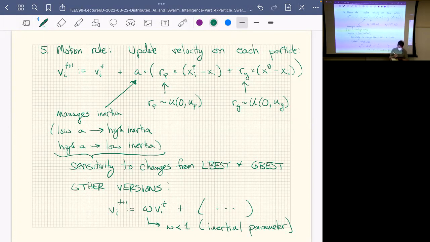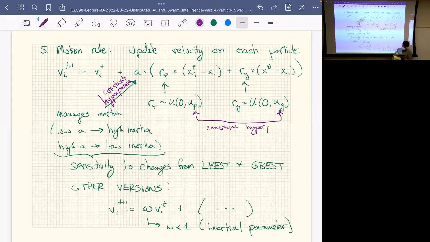A is constant. So in this version, this here is a hyperparameter, and so it's constant. And likewise, these upper bounds would be constant hyperparameters. And I think those are the only parameters out here.